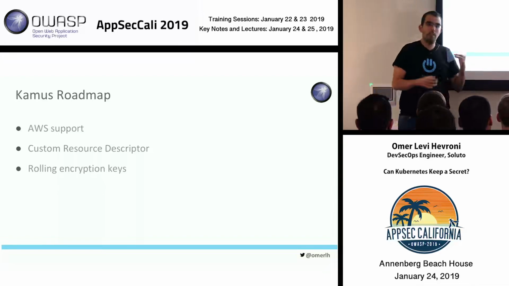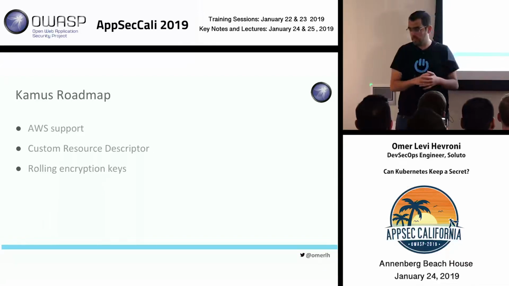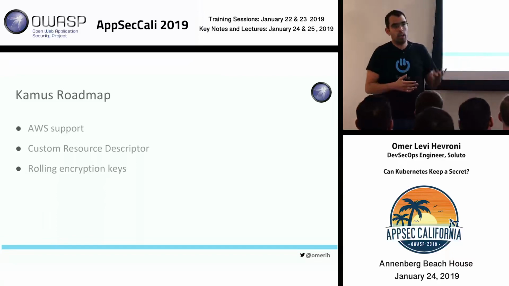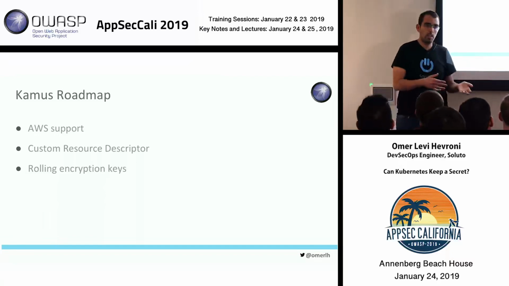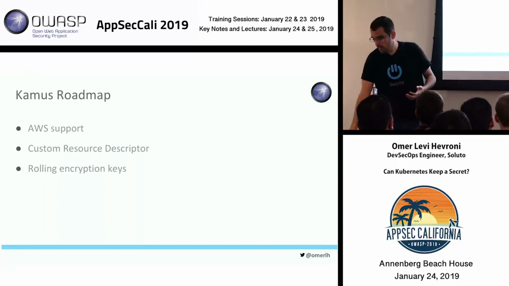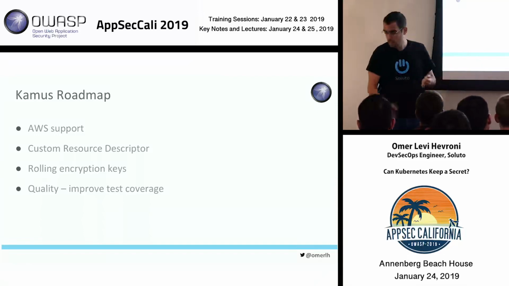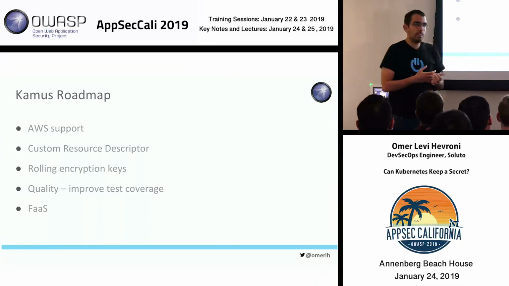The encryption keys that are used to encrypt the secrets currently exist forever. We want to add a feature that will allow a user to say, this service account is highly sensitive, I want to roll the encryption keys once in a while, and build the full user story. We also want to improve quality. We have test coverage, which is really good and we are happy with, but we have no way to measure it. And finally, function as a service.